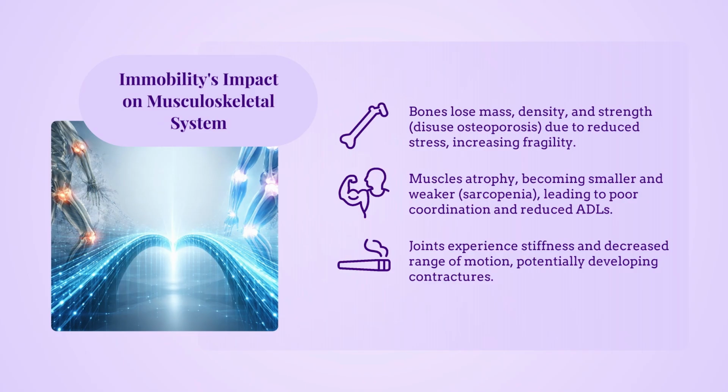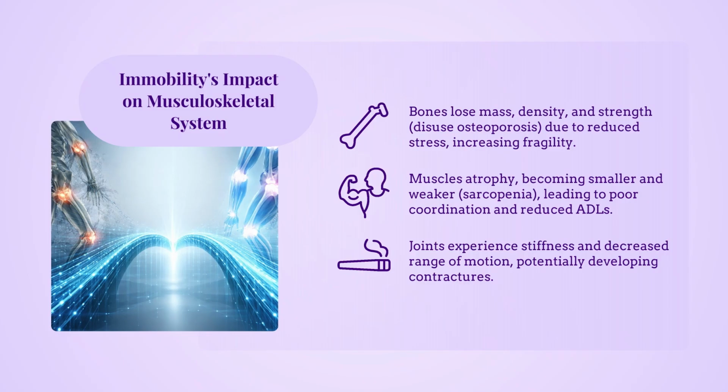So when we're immobile, bones lose mass, density, and strength. This is how you get that disuse osteoporosis. It's going to increase the fragility of the bones. So when we do get them up and moving again, they're going to be at higher risk of fracture after any falls. With any fracture of the hip, 80% of those patients are going to go on and pass away within 8 years of that hip fracture. So it's really important that we prevent fracture as much as possible and get that bone mass where it needs to be.